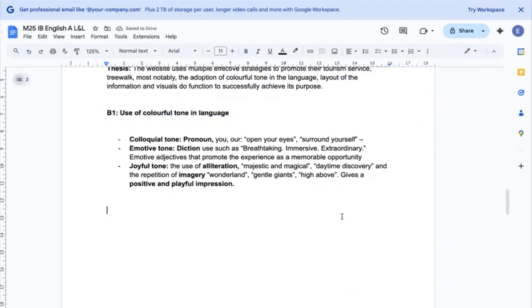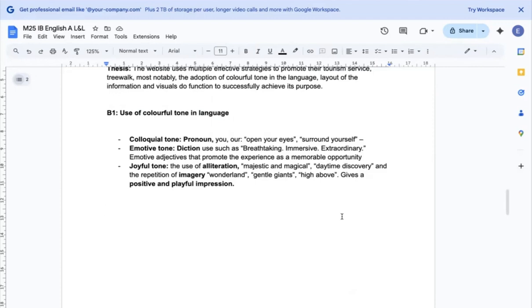As I wrote in the thesis, body 1 is about the use of colorful tone in the language. This extract uses multiple tones to deliver the charm of the woodwalking and attract the visitors. First, I found the colloquial tone. Here comes the evidence: pronouns you, our, your, often, your eyes, surround yourself. And emotive tone can be found as well. This is established via the use of diction, such as breathtaking, immersive, extraordinary. Such emotive adjectives promote the experience as a memorable opportunity.